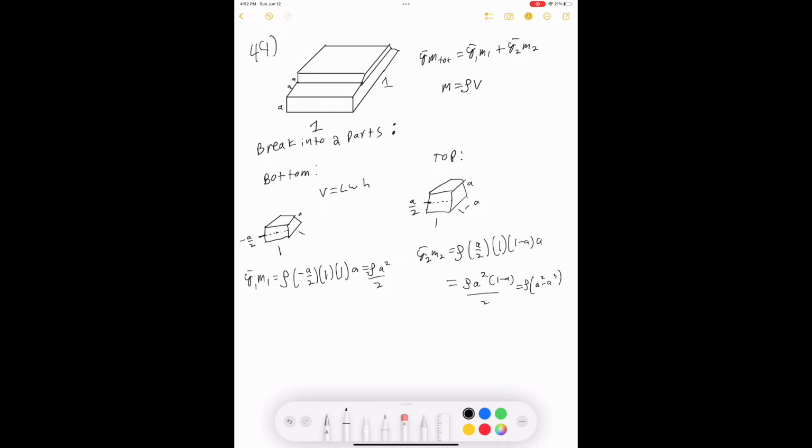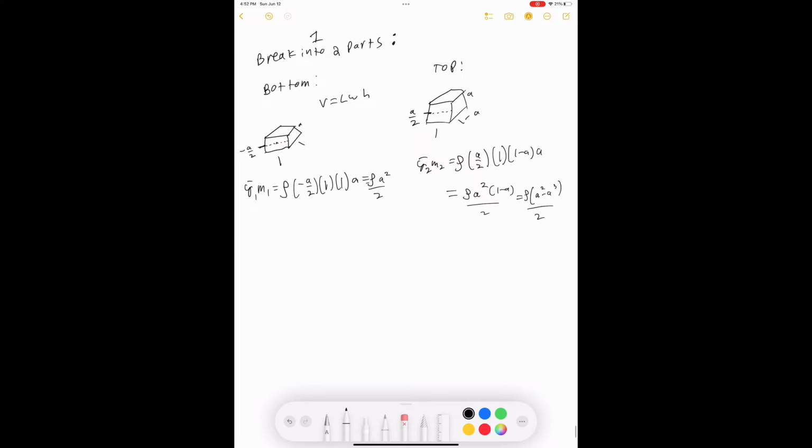to the center of mass in total, which is what we're looking for, times the mass total. And we also have the mass total of both pieces, right? Because the mass total is just going to be the mass of the first one plus the mass of the second one. So what's the mass of the first one? We're going to have density in both of them, times the volume of the first one plus the volume of the second one. The volume of the first one is just a. The volume of the second one is 1 times 1 minus a times a, which is going to come out to a minus a squared.